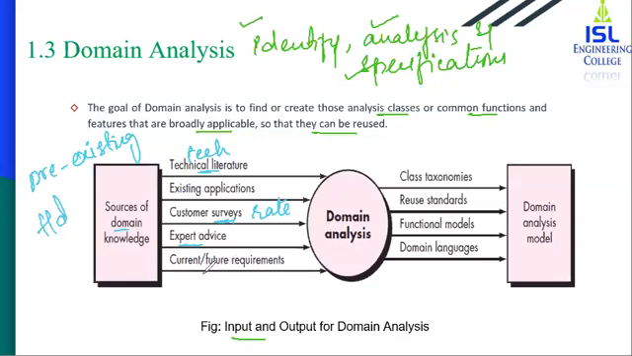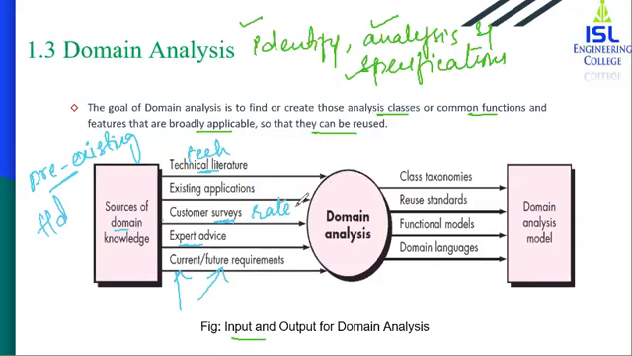Then you're going to take the current and future requirements. Based upon these pre-existing applications, you get to know the current requirements, that is, based upon your customer surveys. Future requirements means what will be required in the future within the software. That is, what additions can be made within the software. That is called your future analysis. Within the mini projects you've done, after the conclusion, you write the future works. It is the same way. That is your future requirements. That is the source of your domain knowledge.